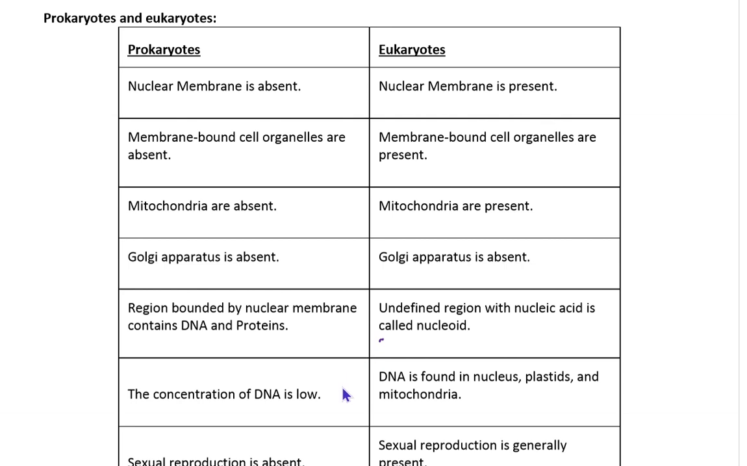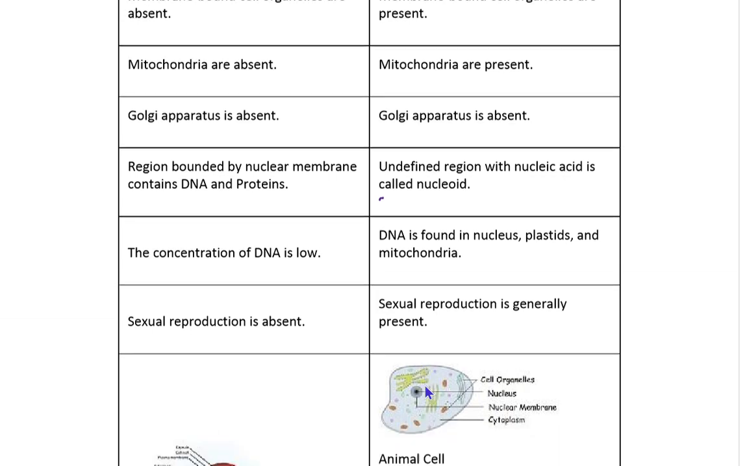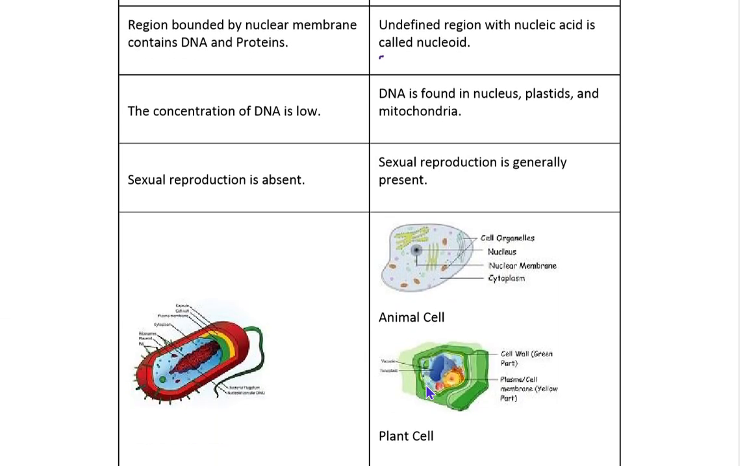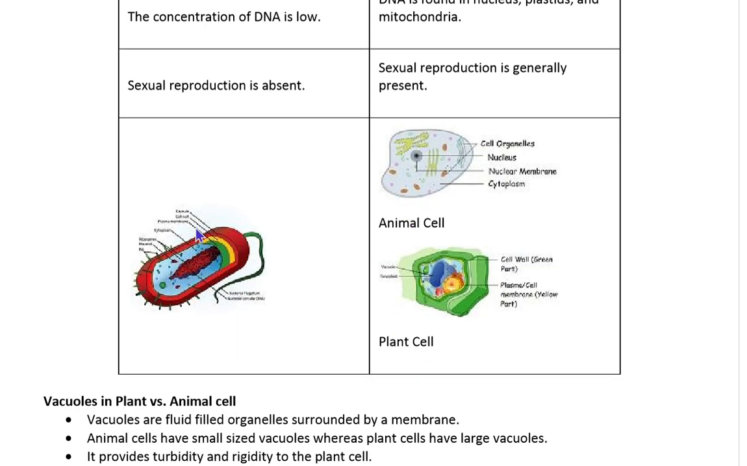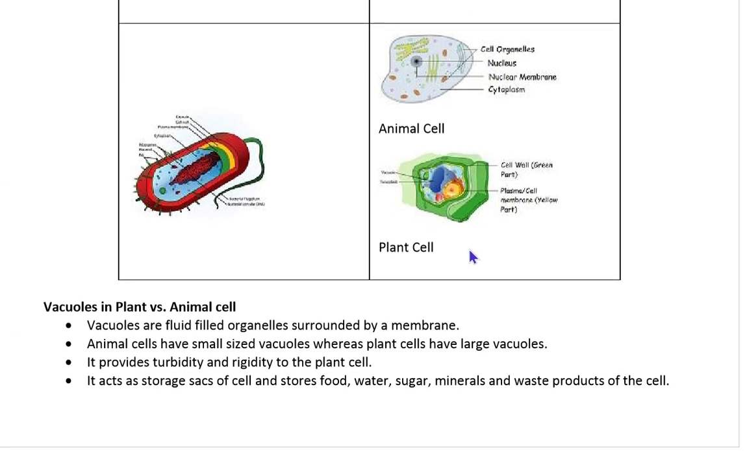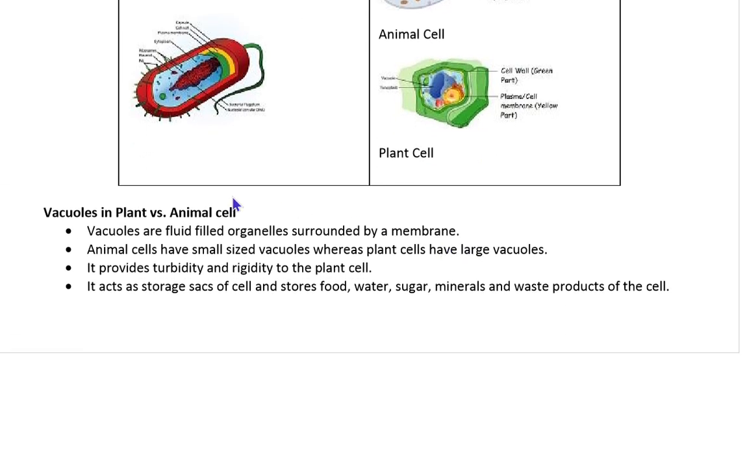Here the concentration of DNA is low. In eukaryotic cell, the concentration of DNA is found in the nucleus, plastids and mitochondria. Sexual reproduction is absent in the prokaryotic cell. Sexual reproduction is generally present in the eukaryotic cell. For example, bacteria cell is a prokaryotic cell, whereas animal cell or plant cell, they are well developed, they are eukaryotic cells.